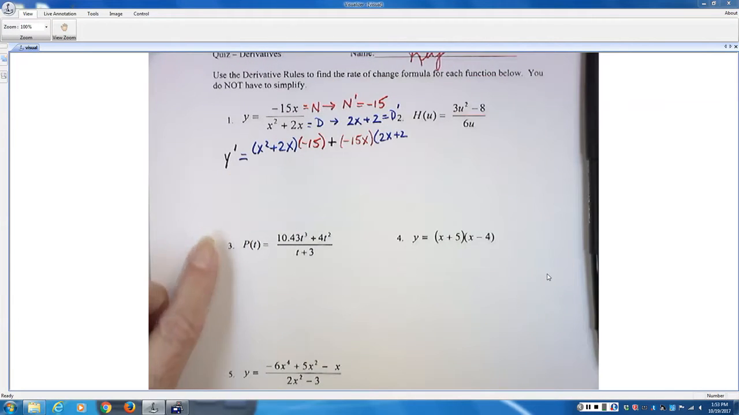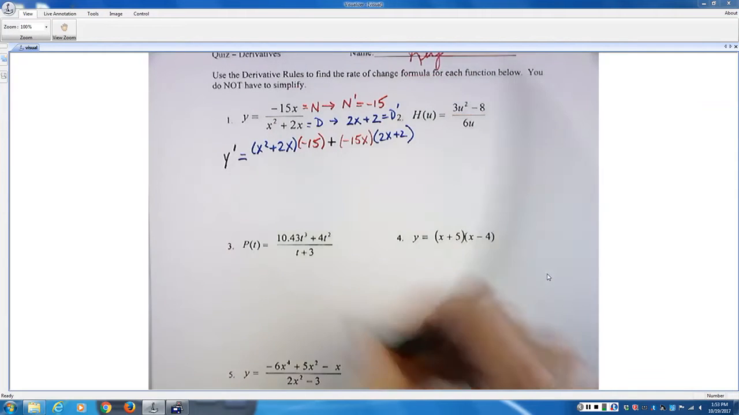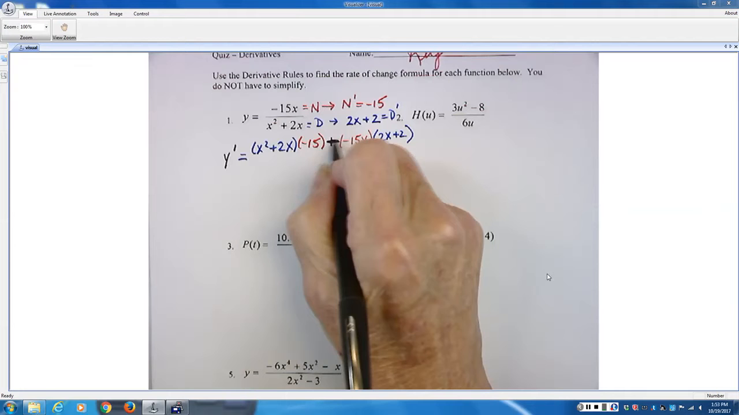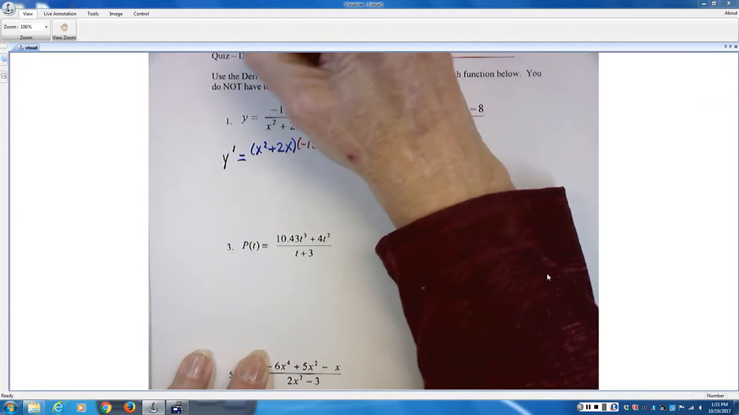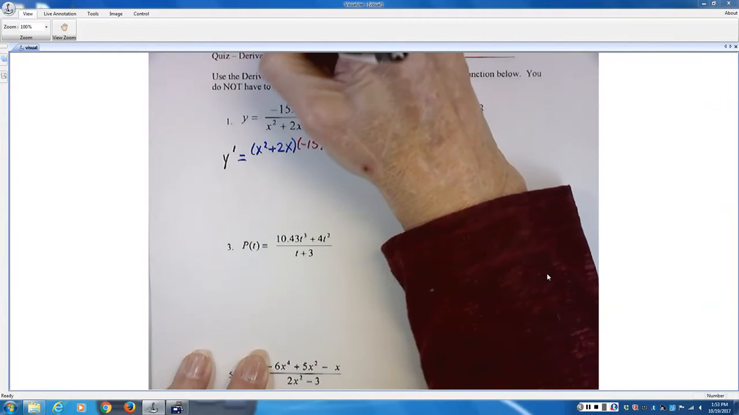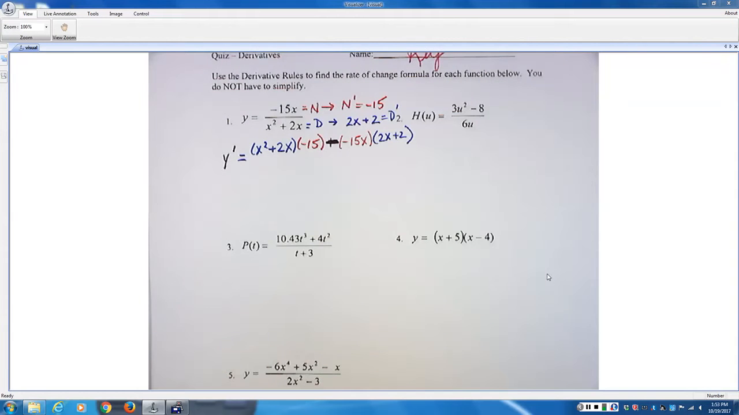Professor? Yes. I thought on the quotient rule it was subtracted. Oh, you do. I'm sorry. Very, very sorry. Thank you. Yes, you do subtract. Thank you, Ashley. One point for Ashley. Take my note right up there.